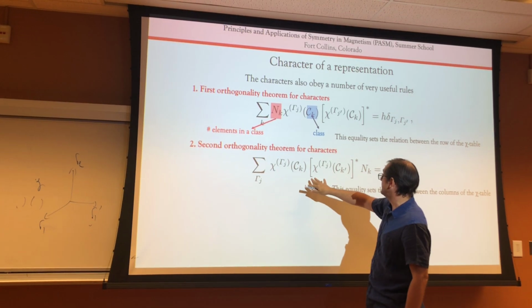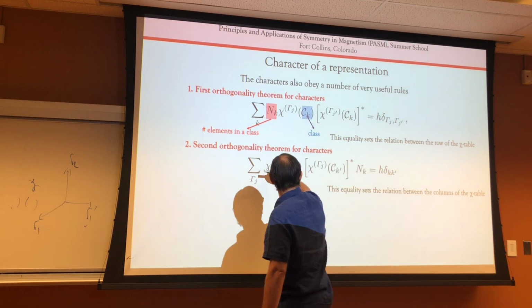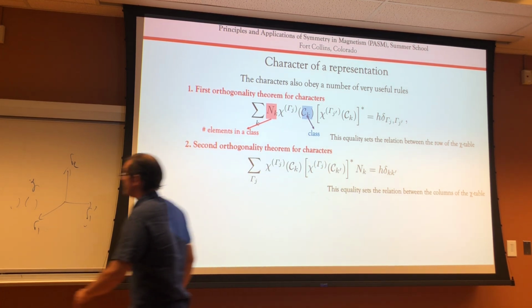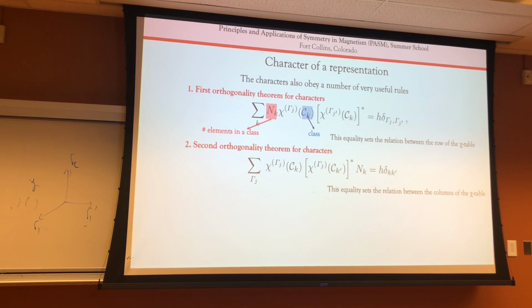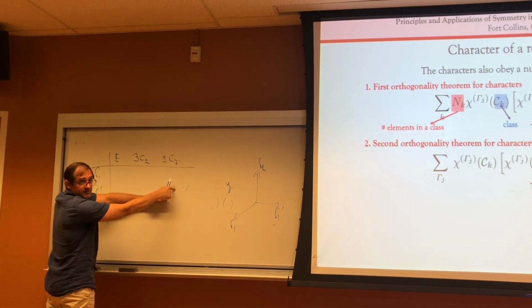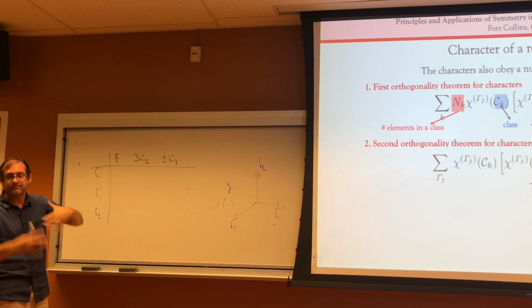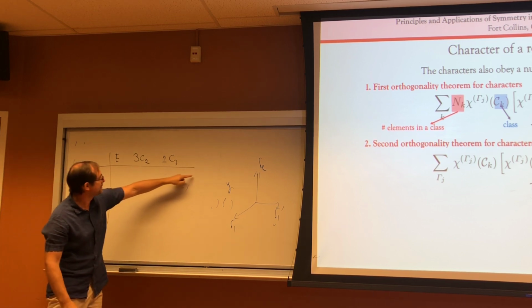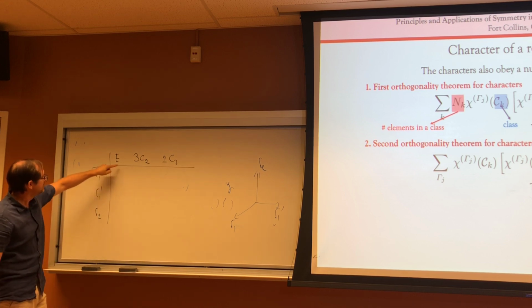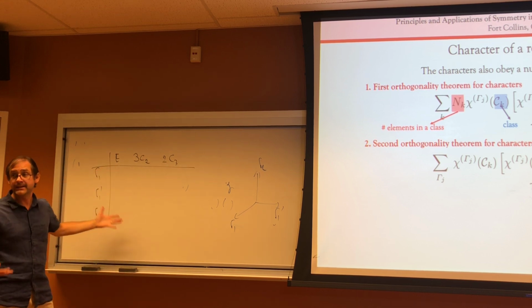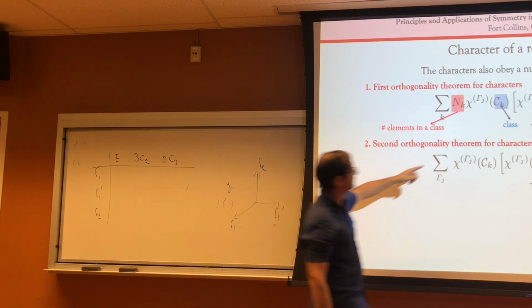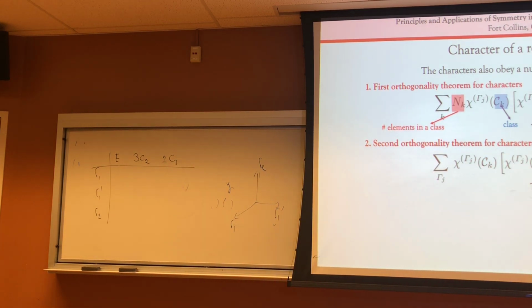Then we have the second orthogonality theorem that applies to same representation, different transformations. So same representation, different transformations. Okay, so we have two equalities that give a relationship between the characters in the rows and in the columns. That's the idea. So we have a relation in the rows, a relation in the columns.